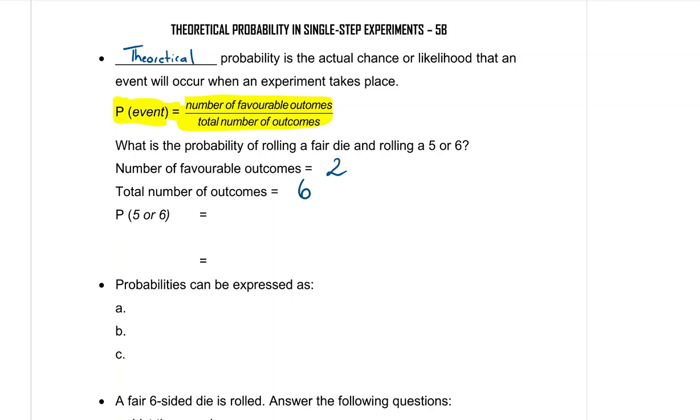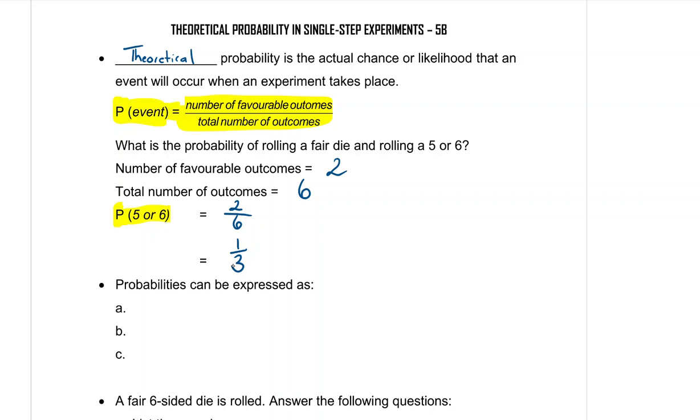If I now want to find the probability, so there's the P, of a 5 or a 6, there was 2 favourable outcomes out of the 6. And we always try to simplify our fractions where possible. Both the top and the bottom can be divided by 2, giving me a 1 out of 3 as my simplified answer.